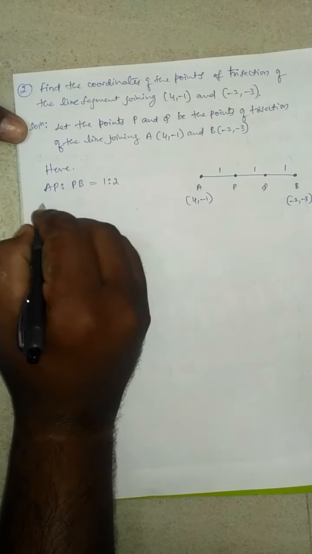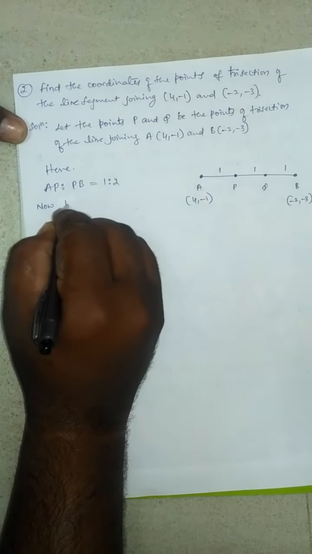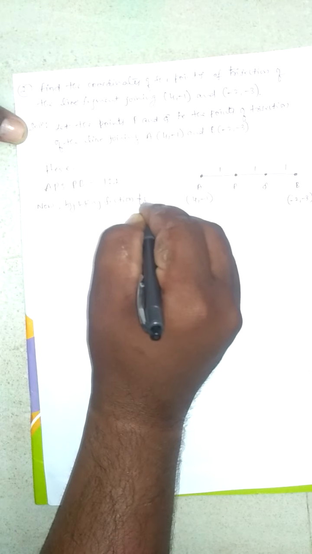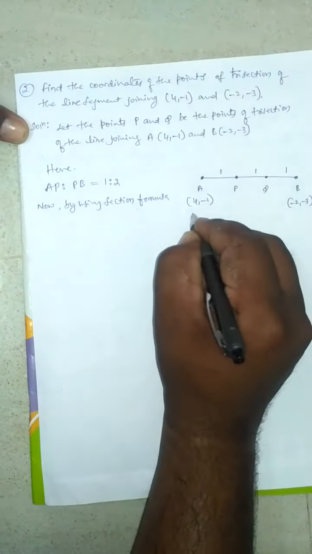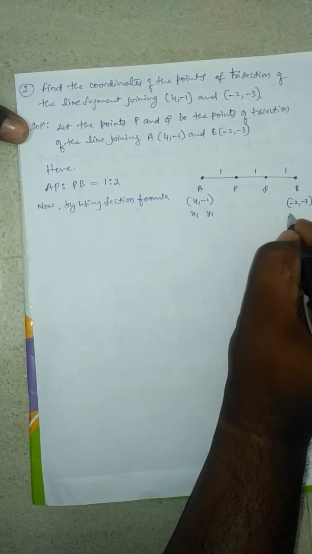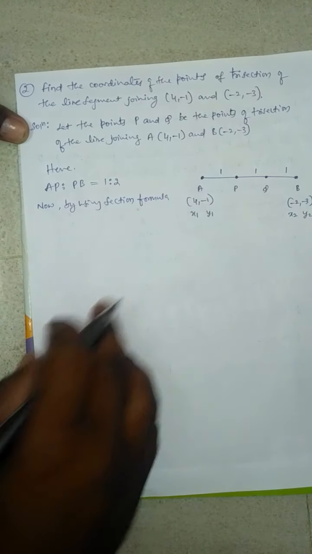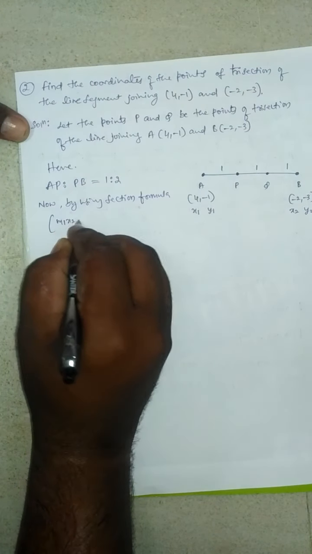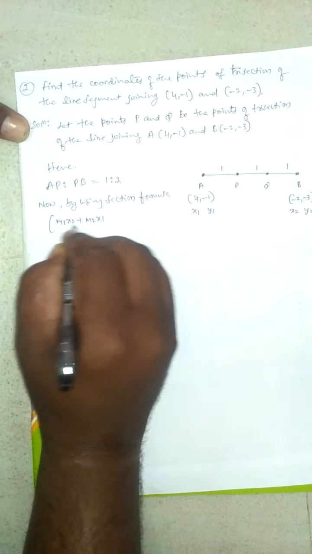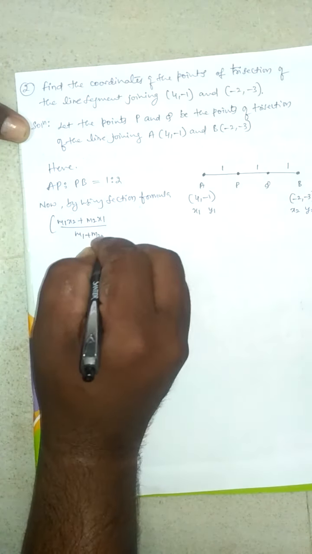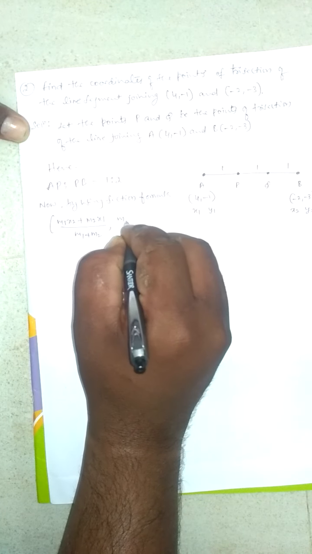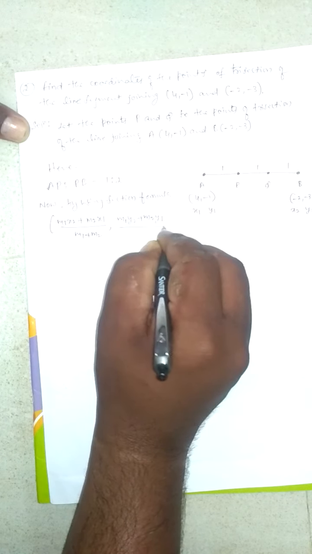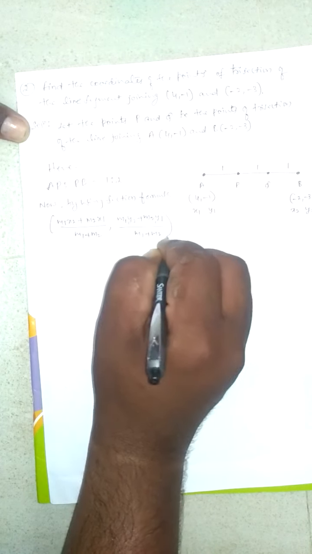Now by using the section formula, this one I am going to take as x1 y1, this one as x2 y2. We have to find the coordinates of point P. So what does the section formula say? m1 x2 plus m2 x1 divided by m1 plus m2. Here one more coordinate, m1 y2 plus m2 y1 divided by m1 plus m2.